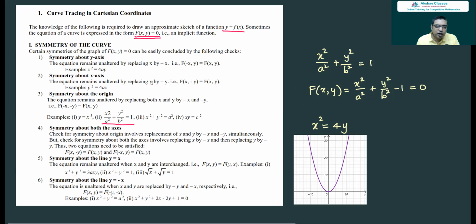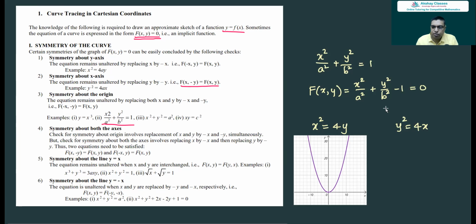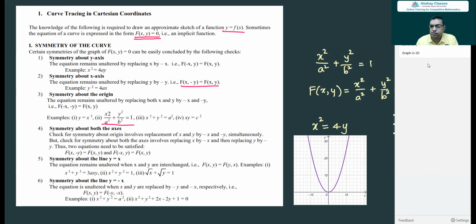If you replace y by minus y and the function remains unchanged, f of x comma minus y is equal to f of x comma y, then the graph is symmetric about the x-axis. So let us now see this. This is y square is equal to 4x. So let's look at the graph.